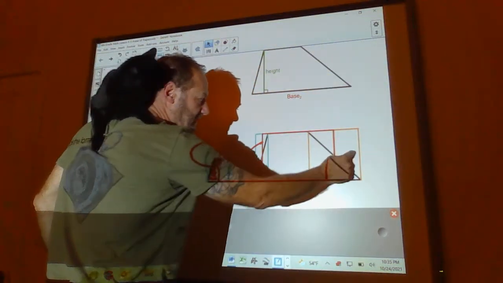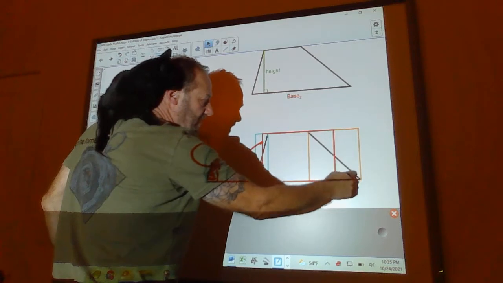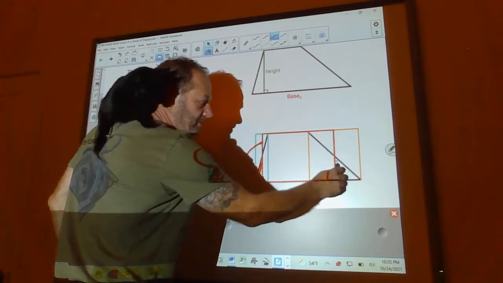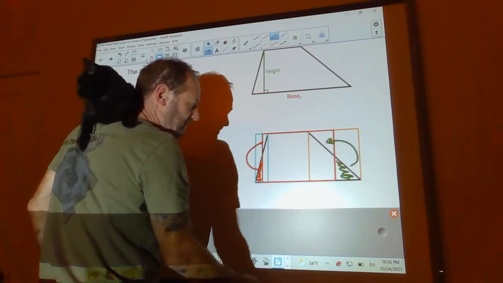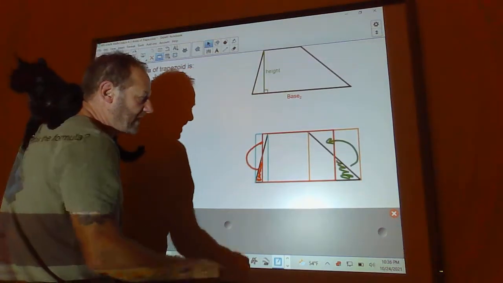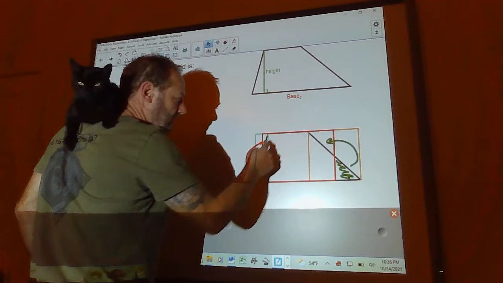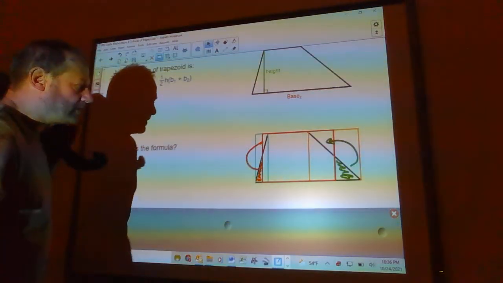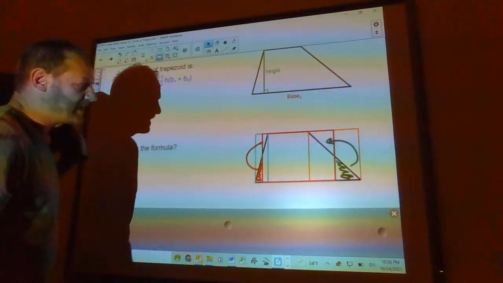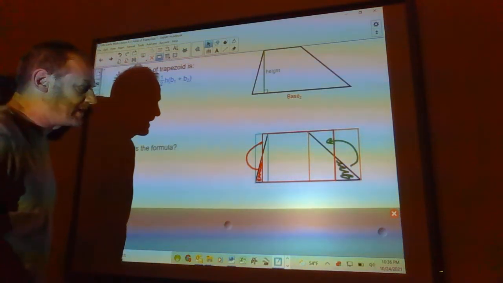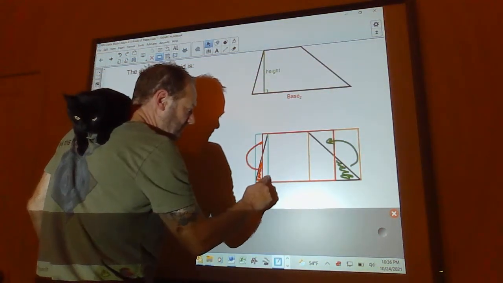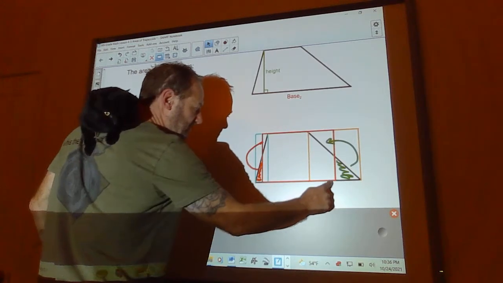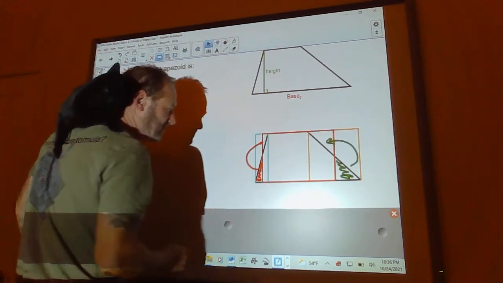I take the height and I slide it out here, and then I cut off this triangle right here and I move it up here. And then what I've done is I've made this red rectangle right there. Okay, so I've taken the trapezoid and turned it into a rectangle, and now here's the height, which was the same as it was before, but here's the base. And so I can just go base times height.